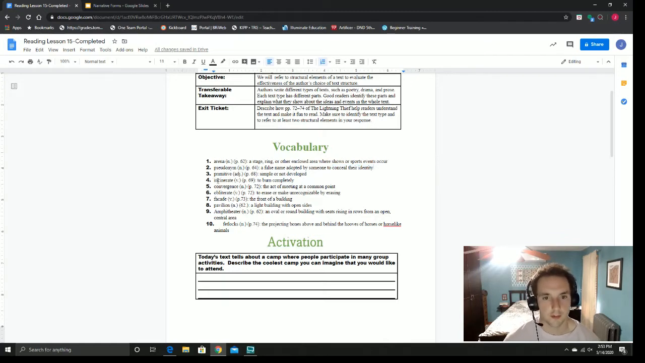The third word is primitive, which means simple or not developed. When we think primitive, a lot of the things we think about are cavemen, people who don't have homes or electricity and things like that. They are primitive.